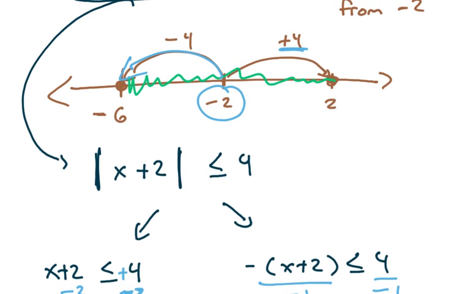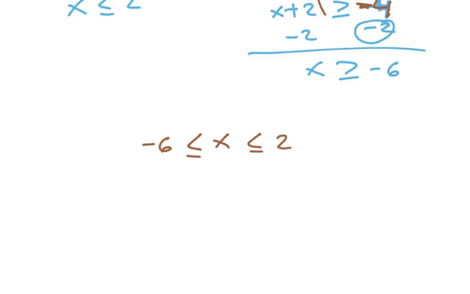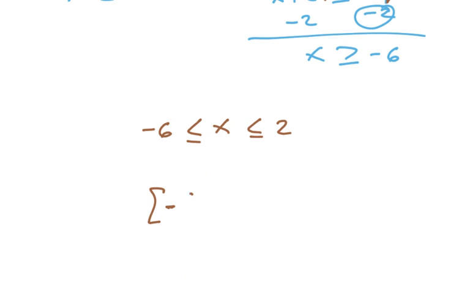Also, one last point to be made is that these are shaded in. If I was to write this in interval notation, it would be from negative 6 to 2, and it would be in brackets. So hopefully that makes sense, and I'll see you guys in the next math video.